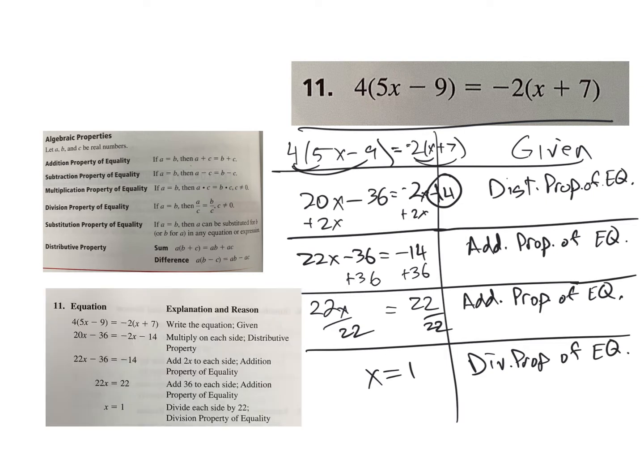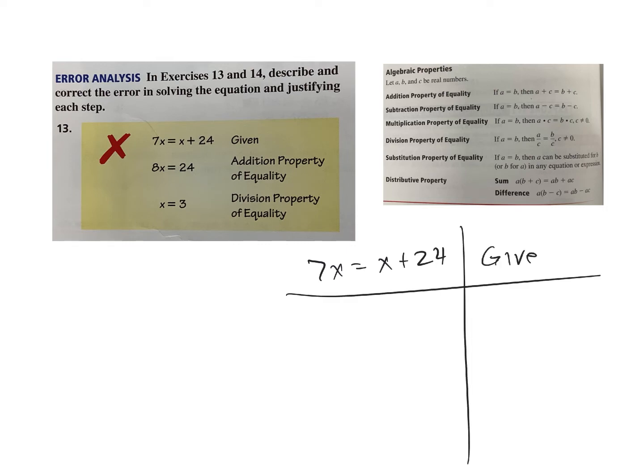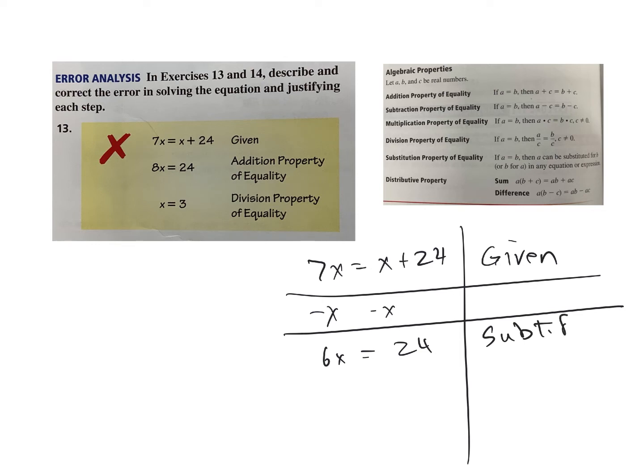All right, so you have everything there just like what we just did. All right, keep going. Number 13. All right, so now you have to describe what they did wrong. So let's take a look at that. What you should do is take a look at the problem and solve it, because you're actually supposed to do this, not just say what they did wrong. You're supposed to solve it correctly. So right off the bat, they added instead of subtracted, so the subtraction property should have been first.